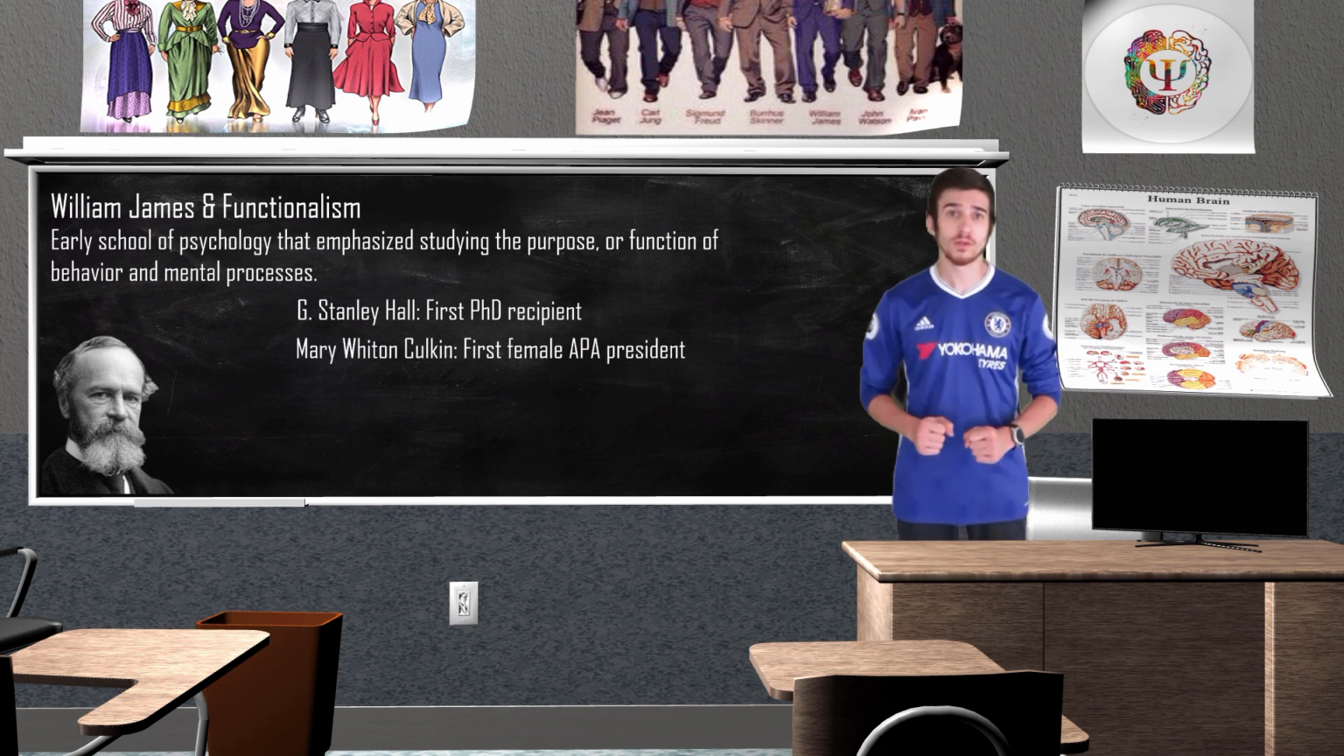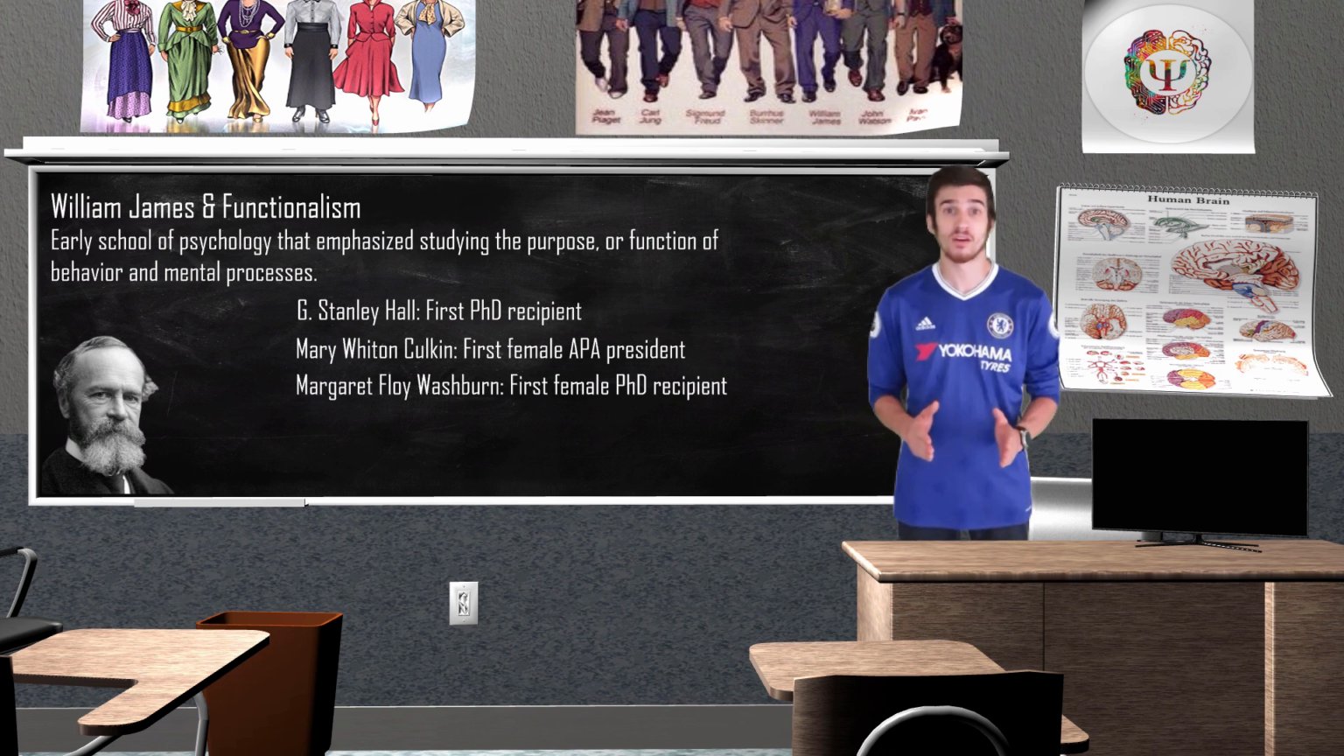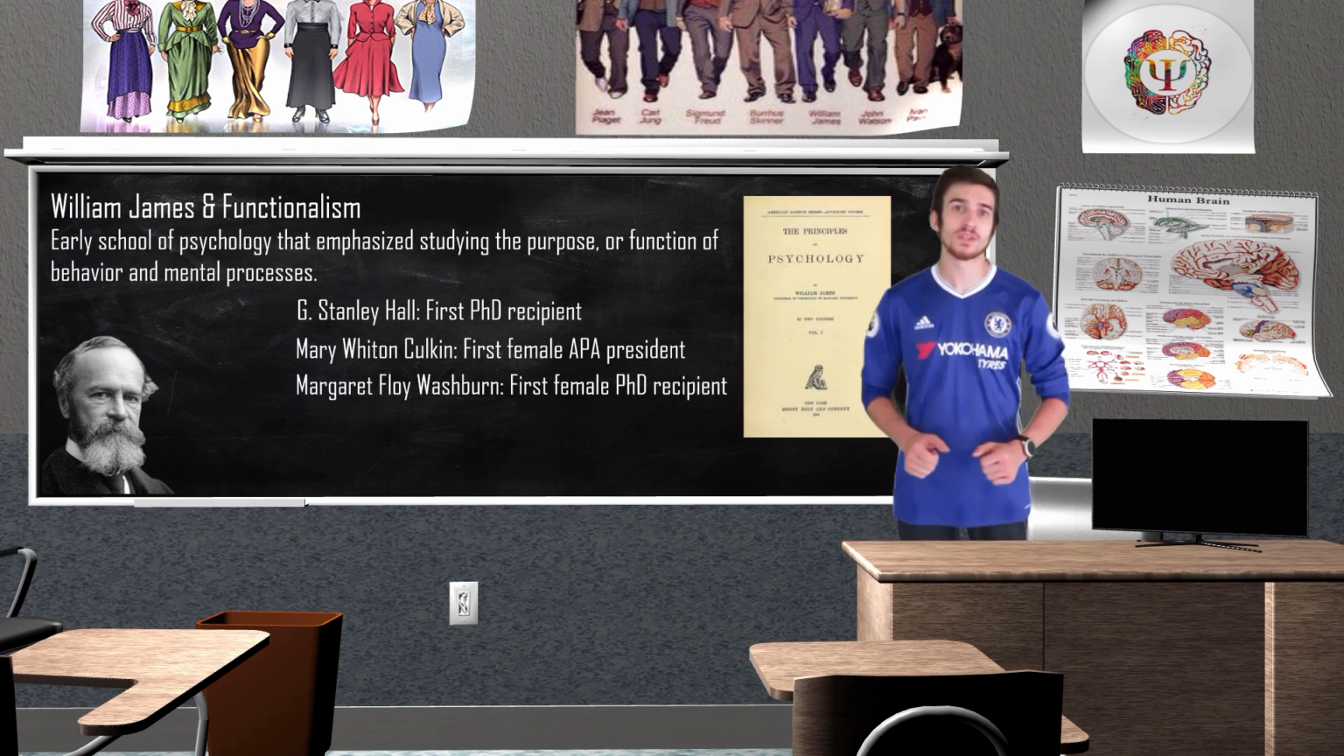Mary Whiton Calkins would go on to be the first female president of the American Psychological Association. Margaret Floy Washburn would be the first female PhD recipient in the field of psychology and also held the title of president of the American Psychological Association. In 1890, James published his book, The Principles of Psychology, which defined psychology as the science of mental life.